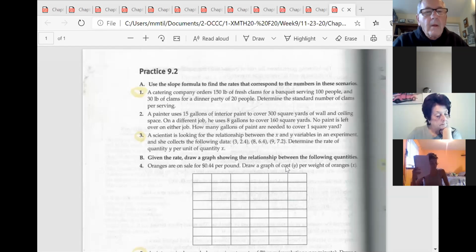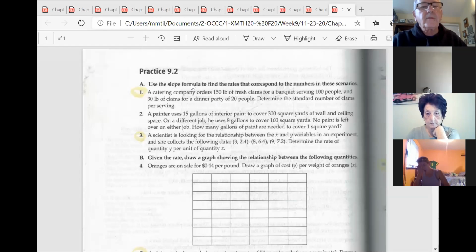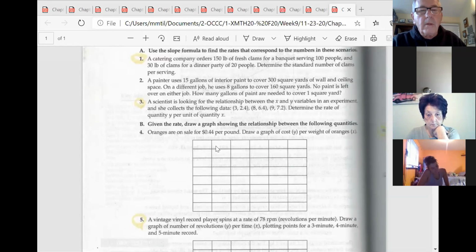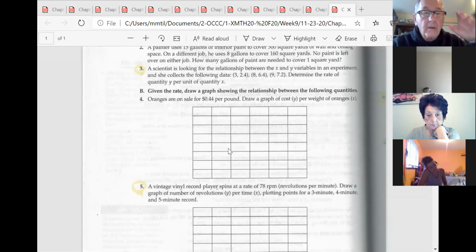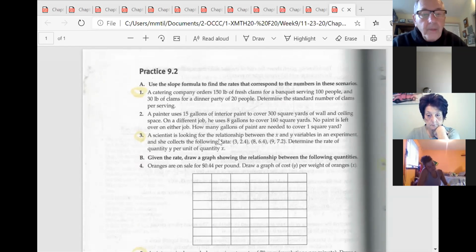Okay, so let's look at these. They're all the same thing. Use the slope formula to find the rates. They're not any harder than that. So you can predict stuff. Yeah, you can predict stuff, that's a good way of looking at it. Let's keep on going. That's what you're doing here.